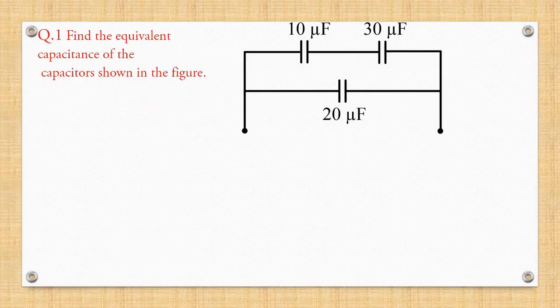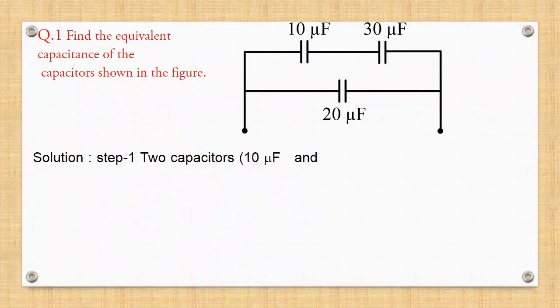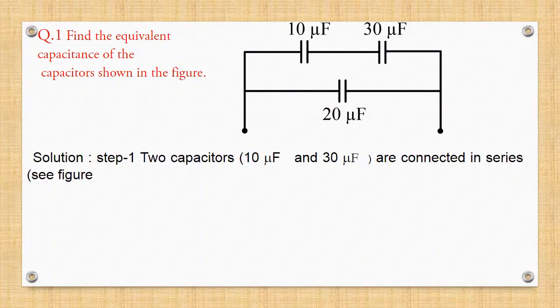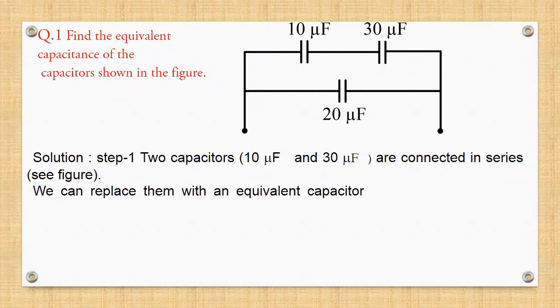My first question is, find the equivalent capacitance of the capacitors shown in the figure. You can see this is a combination of series and parallel both. Two capacitors 10 microfarad and 30 microfarad are in series, and this series combination is in parallel with 20 microfarad. As a solution, what to do first? Step 1. Two capacitors 10 microfarad and 30 microfarad are connected in series. We can replace them with an equivalent capacitor with the capacitance C equivalent say.